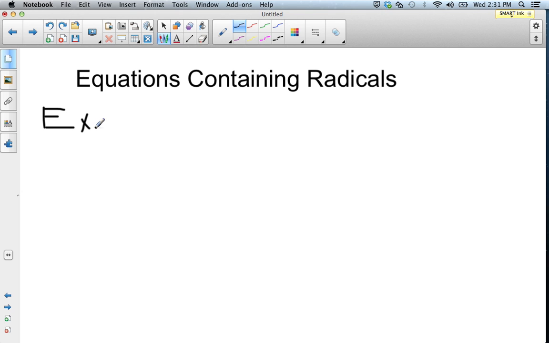So, first example here is square root of 2x plus 5 equals 2 times square root of 2x plus 1.